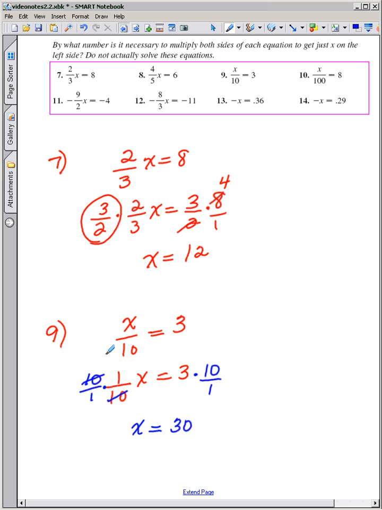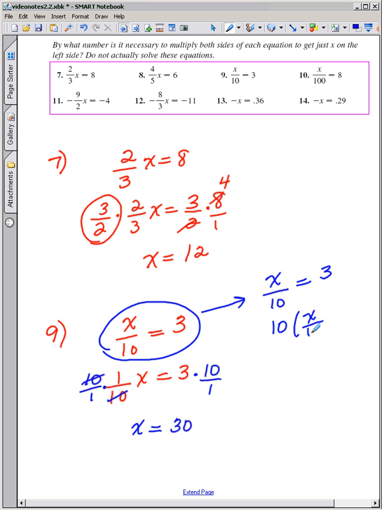Here's another way to interpret that. Remember in the last section I was talking about if I have x divided by 10 is equal to 3. If x is divided by 10, what will undo division? The thing that will undo division is multiplication. So if I've divided by 10, I have to multiply by 10 to undo that operation attached to the x. Okay, and in the same way, I will get the x by itself is equal to 30.